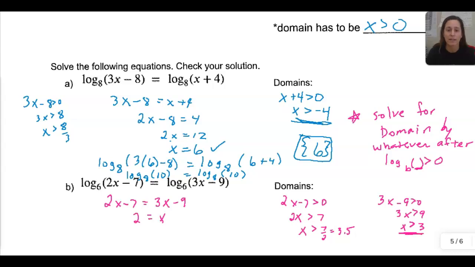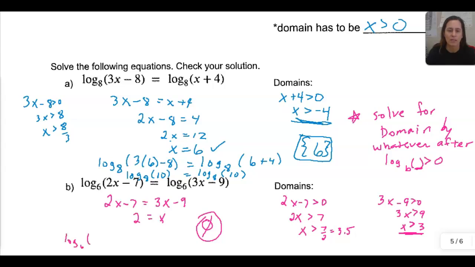So we have to compare our answer here and see if it falls within this domain. Because 2 is less than 3, then that means this cannot be a solution. So our answer then is no solution. If it's out of this range, then we do not have a solution for this equation. So don't forget to double check your work. You can always plug it back into the original equation.